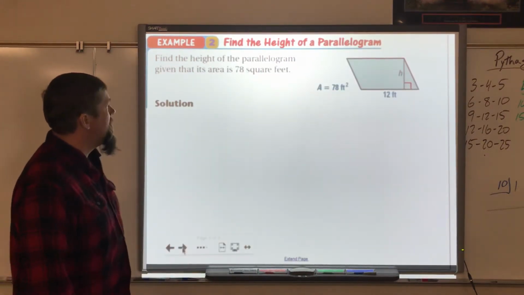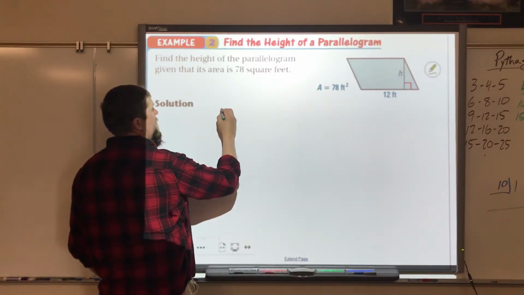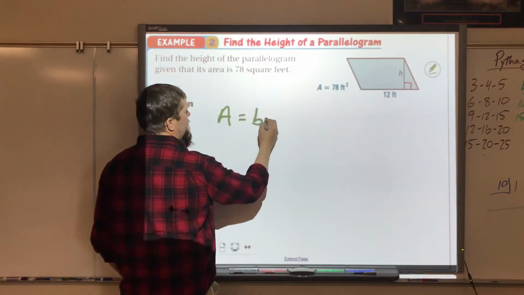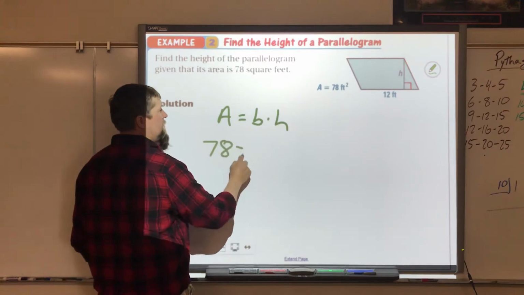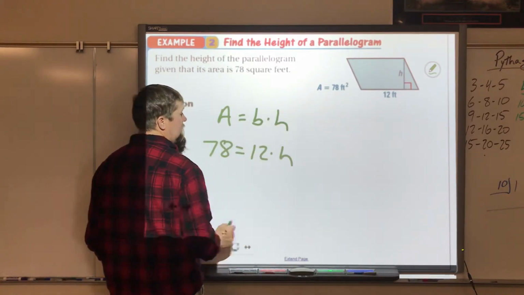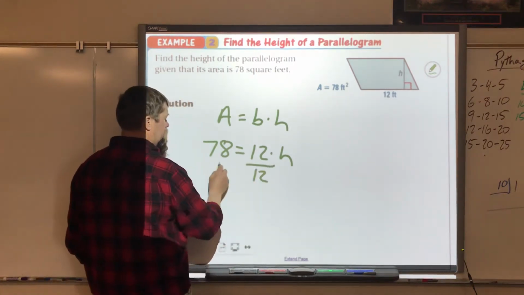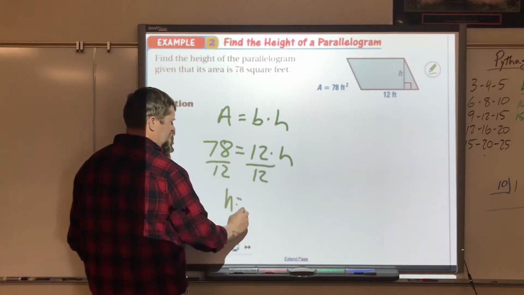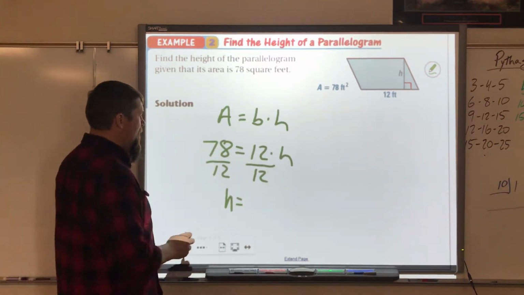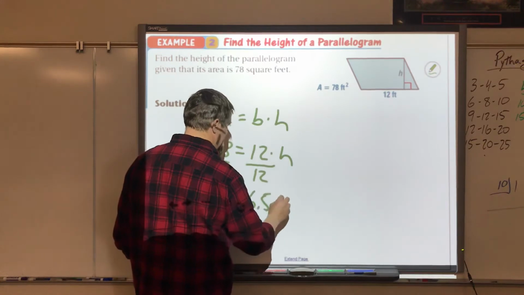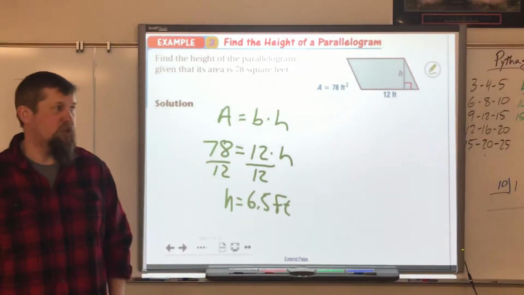Find the height of the parallelogram. This time I'm going to use the formula, A equals B times H. If I plug in what I know, 78 is equal to 12 times H. So to solve for H, we would divide by 12. So H is equal to, 12 goes into 78, 6.5 times, 6.5 feet, because height is not feet squared, it's just feet.